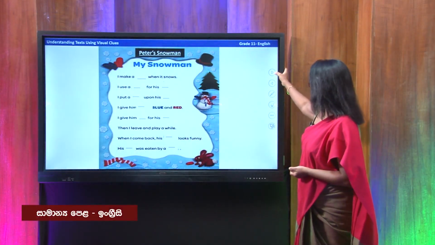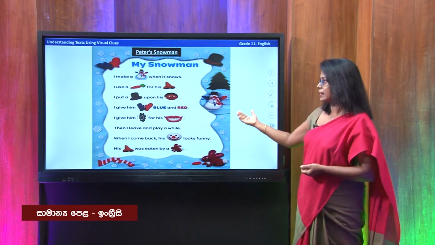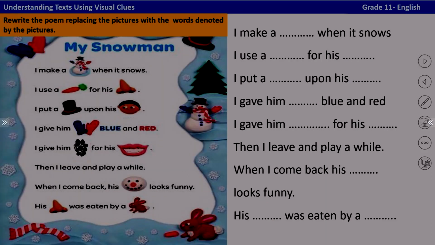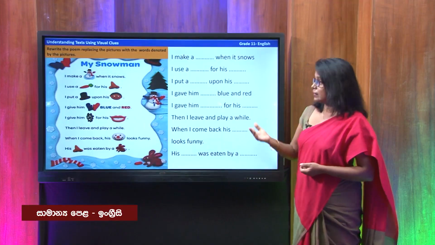Okay, what if I give you this poem once again like this? Now look at this, children. What do you have instead of the blanks here? I have given you some pictures. See, now is it easy for you to fill in the blanks? Now what I want you to do is to rewrite this poem once again, replacing the pictures with the words that are denoted by these pictures. Shall we give it a try?